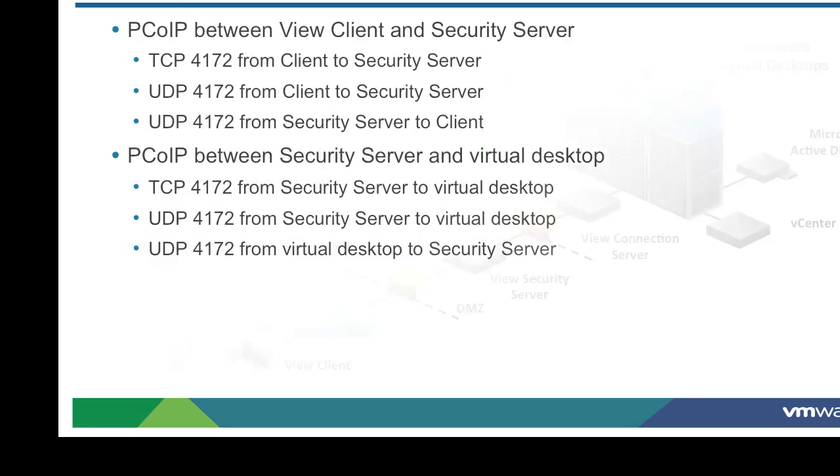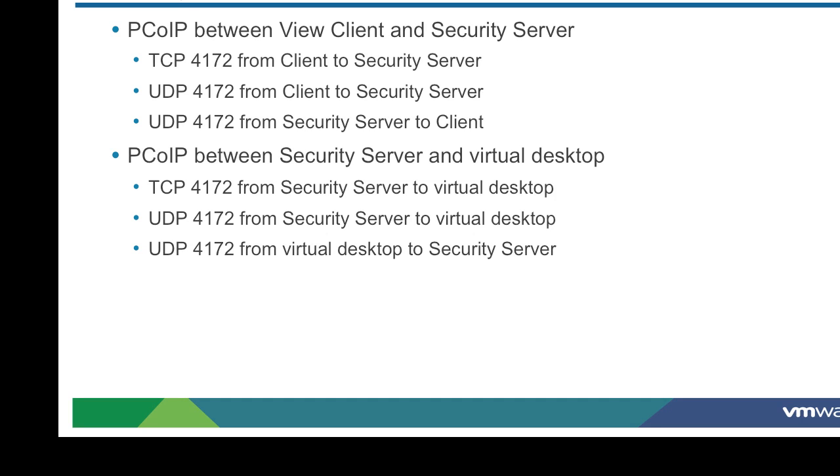So to summarize those firewall rules, PC over IP between the View client and the security server needs to be opened up, and there is a list of the ports that are needed for this, both TCP and UDP. It's very important that the UDP protocol is allowed in both directions, but the TCP protocol is only needed inbound, so that's from the client to the security server.